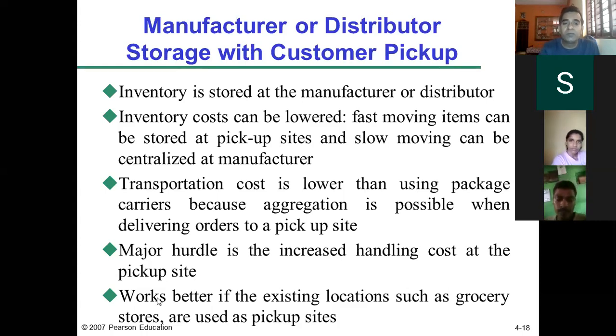This type of network works better if existing locations such as grocery stores are used as pickup sites. In the case of 7dream.com, it uses the stores of 7-Eleven Japan as its own pickup sites. Even Amazon and Flipkart, when they use other grocery stores or bakeries as pickup sites, pay a very small amount to them. Anyway, it is lower than Amazon and Flipkart setting up their own pickup sites. I hope the point is simple and easy.